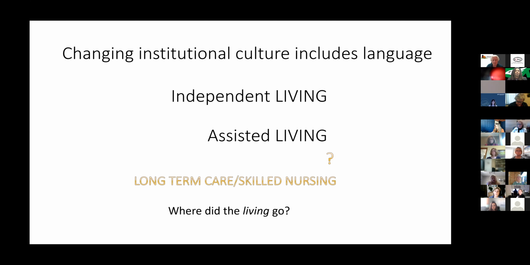So just a little bit of review here. If you look at the words we use to describe these places, when an older person perhaps has to move out of their home, where's the first place many go? What's it called? Independent living. And then they need some more assistance. What's it called? Assisted living. And then they need more care. What's it called? Long-term care, skilled nursing.